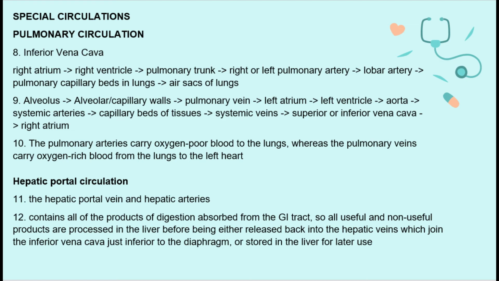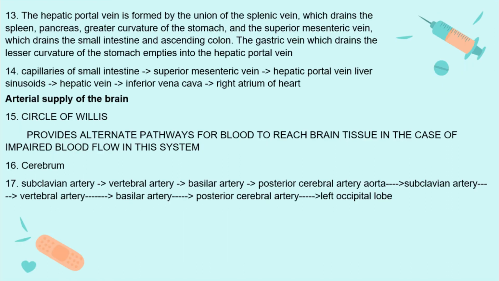So all useful and non-useful products are processed in the liver before being either released back into the hepatic veins, which join the inferior vena cava just inferior to the diaphragm, or stored in the liver for later use.